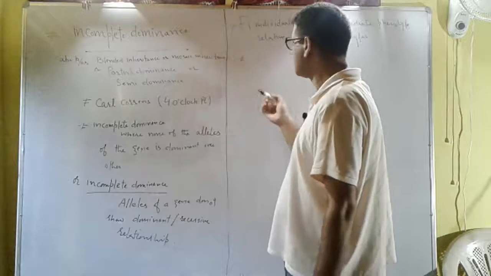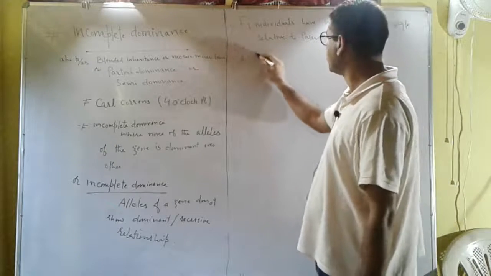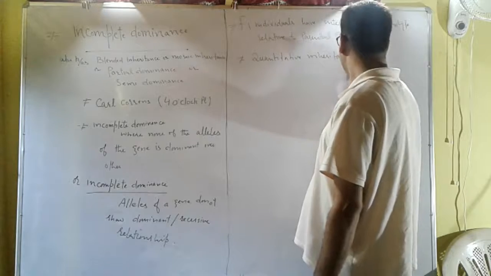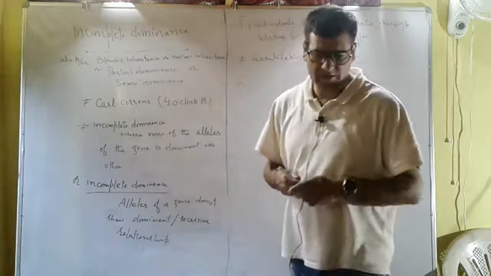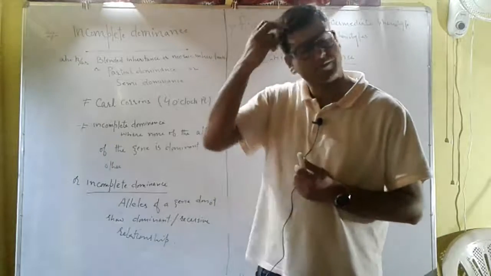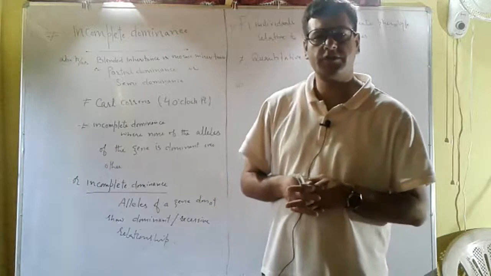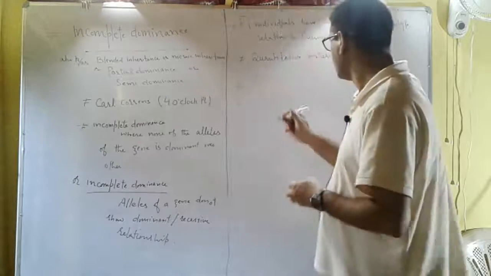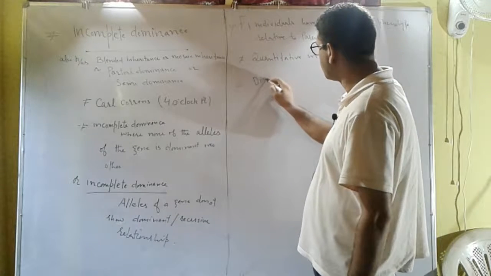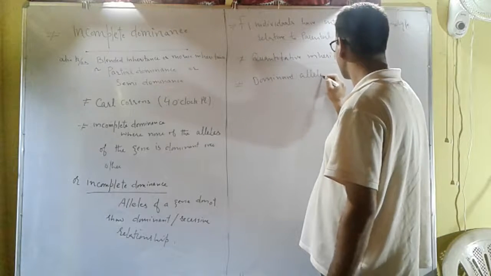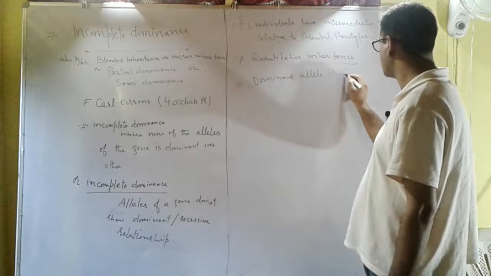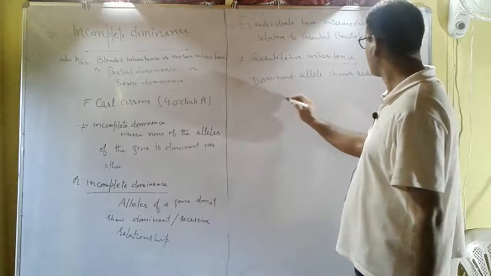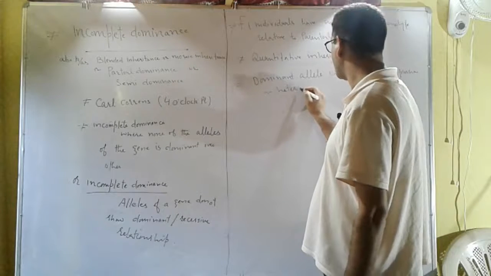Incomplete dominance is also an example of quantitative inheritance. Now the question arises: how does incomplete dominance occur? In incomplete dominance, the dominant allele in the heterozygous condition shows reduced expression.